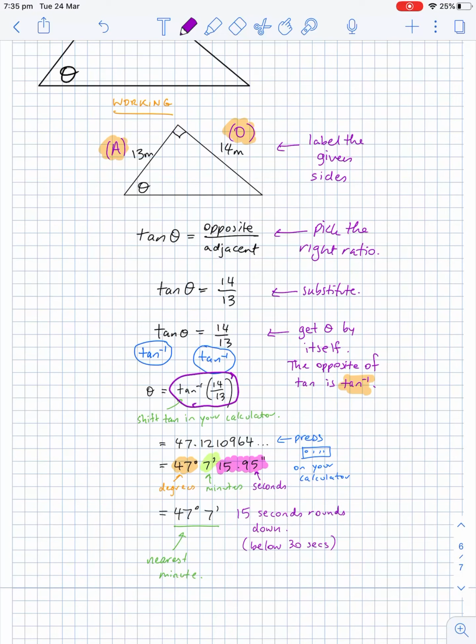So I'm going to round it. I know I didn't specify in the question, but I'm going to round it to the nearest minute. I look at my seconds and I see 15.95 seconds. I've got to think, if that's going to round up, it's going to be more than halfway of a minute. So halfway is 30 seconds. Because it's below 30 seconds, that's going to round down. So the 7 minutes is going to stay 7 minutes. So your final answer there is 47 degrees and 7 minutes.